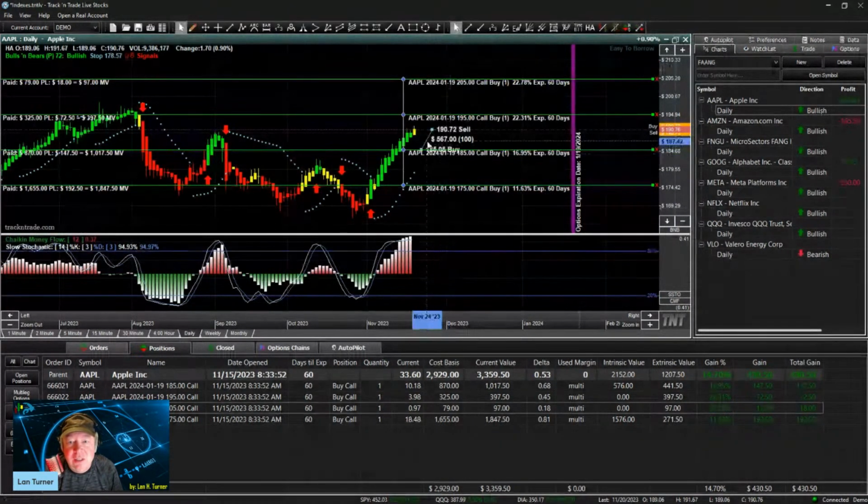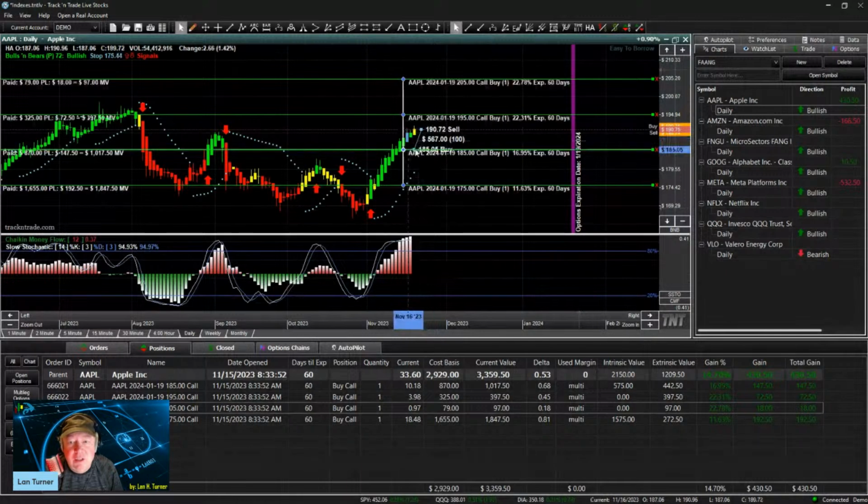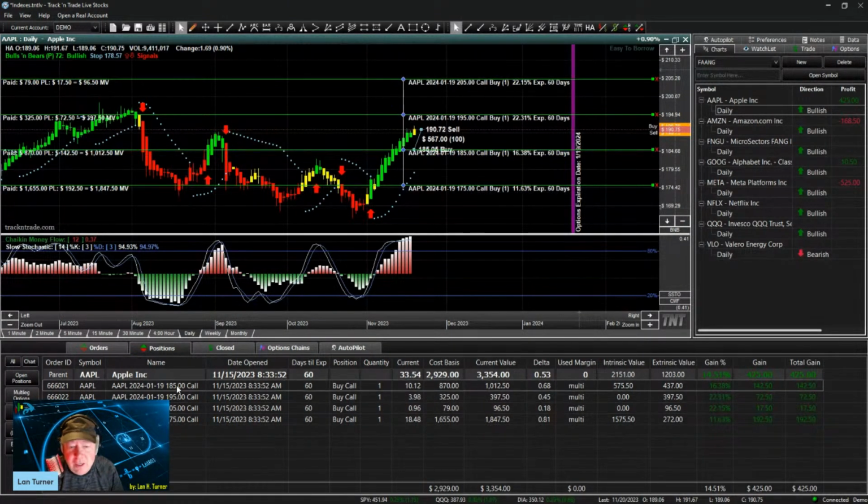$567 of intrinsic value. That's how far that market's moved for 100 shares. But then when I look down here at your option, the 185 call, which is this top one right here, you say that your intrinsic value is 575, your extrinsic value is 441, current value is $1,000, cost basis was 870. Is that the one that we're looking at? Yeah, that's the 185. $570 of intrinsic value, but my gain is only $147.50. Why am I not up $567?